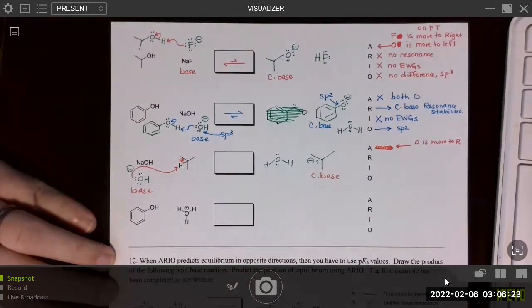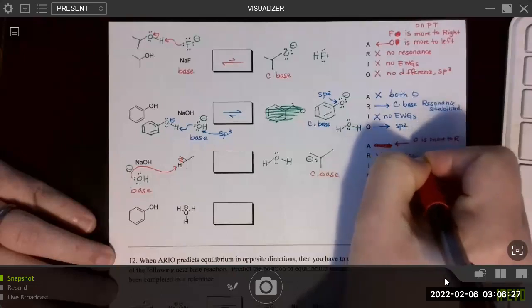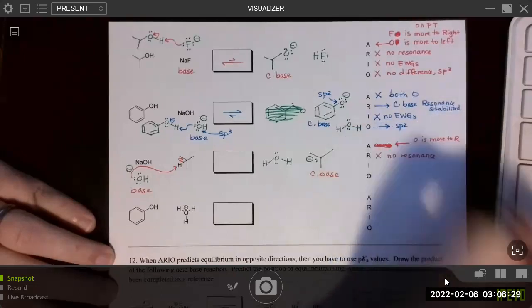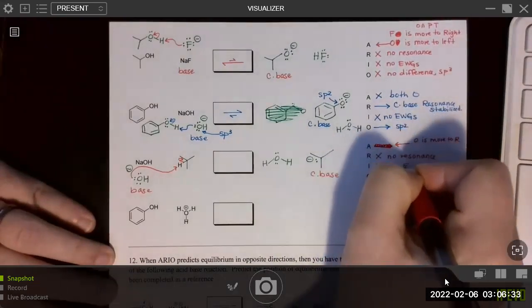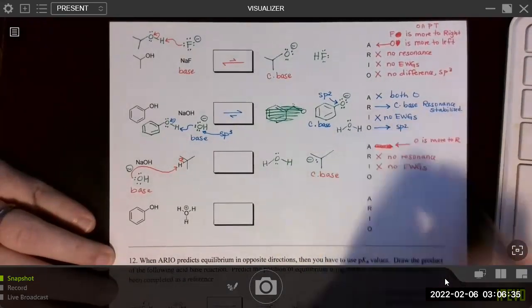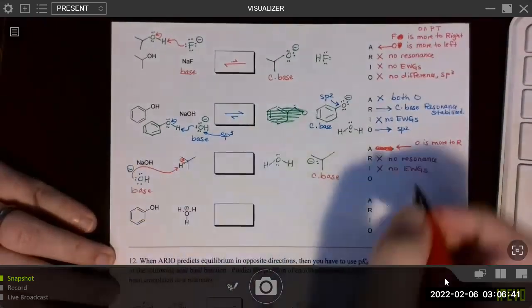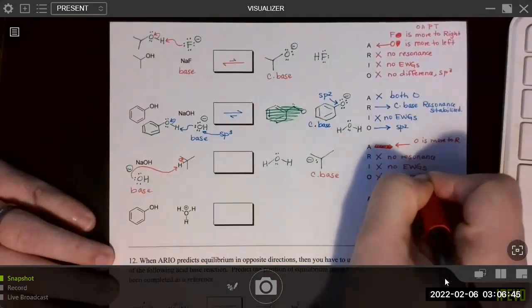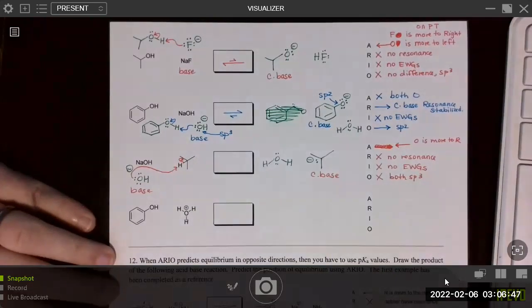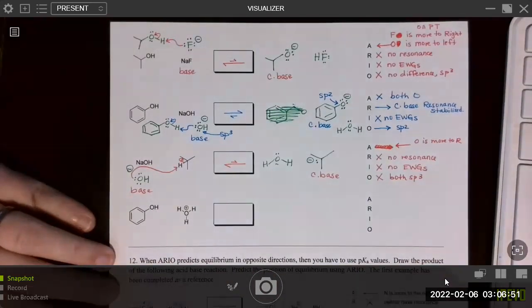In terms of resonance, there's no resonance. And then induction, there's no induction. And the orbital, this would be an sp3 hybridized orbital, and so would this. So again, just write both sp3, no difference. So we're just going to predict this direction due to the atom.